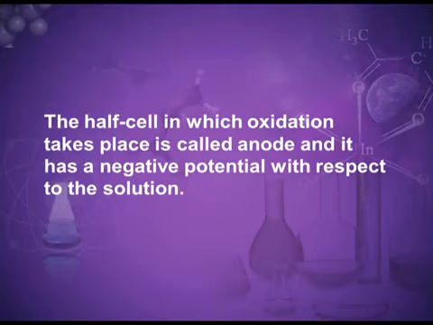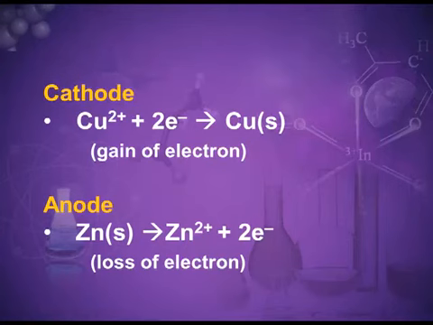The half cell in which reduction takes place is called the cathode and it has a positive potential with respect to the solution. Now you can see the two reactions. One reaction is taking place at the cathode and the other reaction is taking place at the anode.